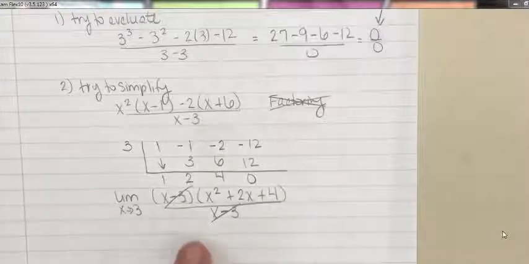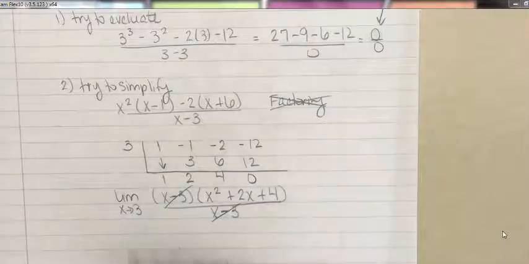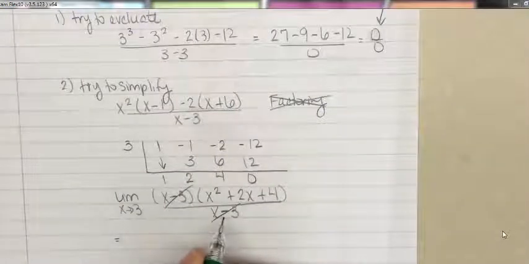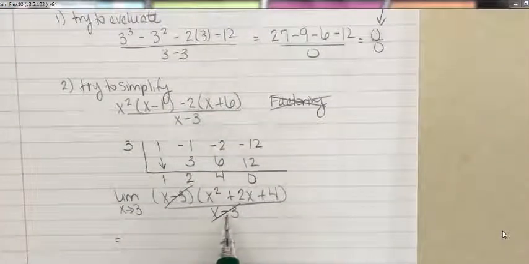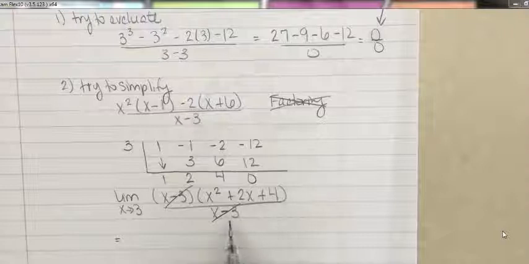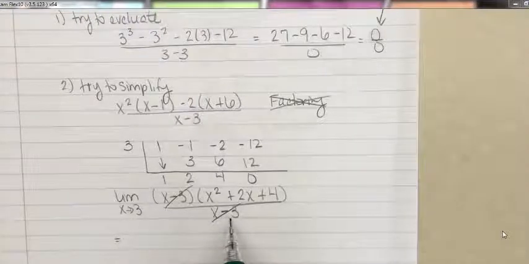So really all I'm doing is the limit of this stuff. So I have a removable discontinuity at x equals 3. Again, if I couldn't reduce the factor in the denominator of x minus 3 with any factors in the numerator, then I would have had a vertical asymptote at x equals 3.